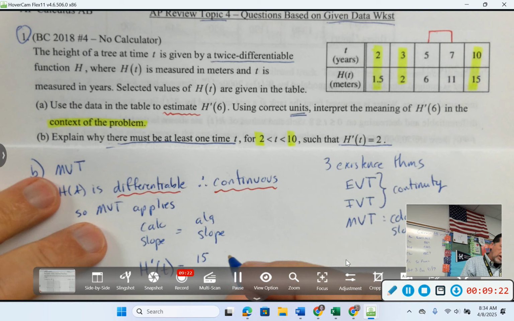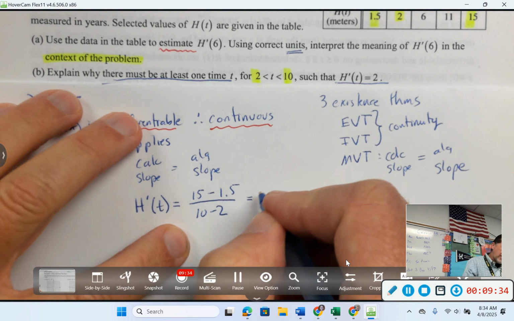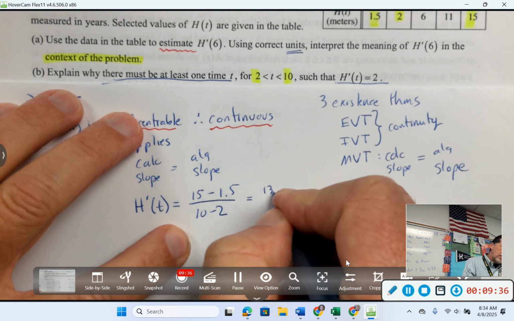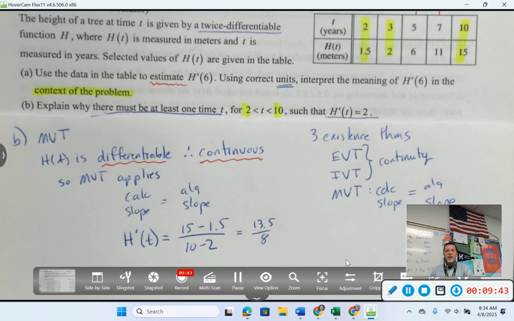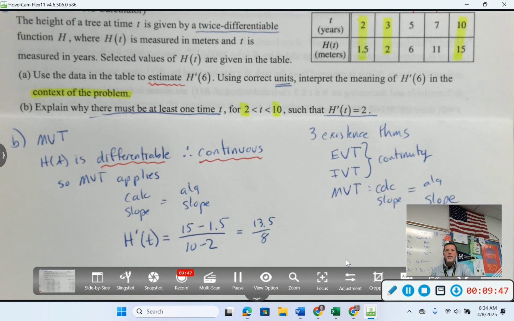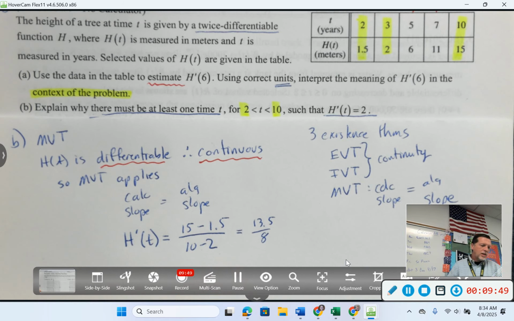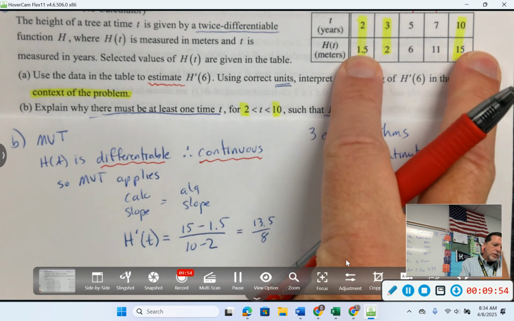So that would be 15 minus 1.5. Skeptical that this is going to work now. Over 10 minus 2. That's going to be 13.5 over 8. That's not 2. It doesn't mean we've done anything wrong. We just guaranteed that there's a slope of whatever 13.5 over 8 is. But what we want is to pick two values that give us 2. So 2 and 10 didn't work.